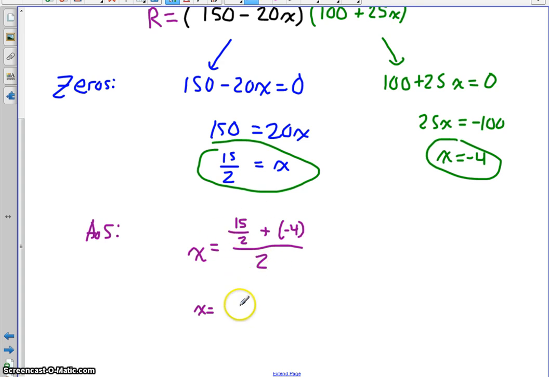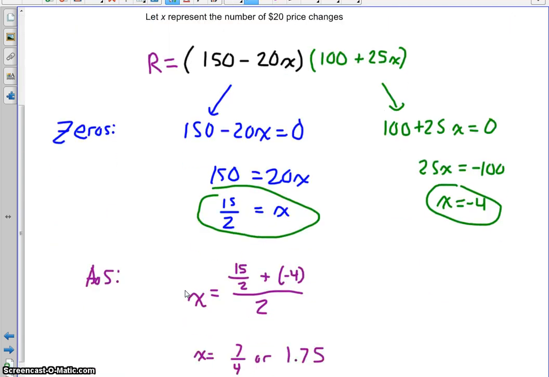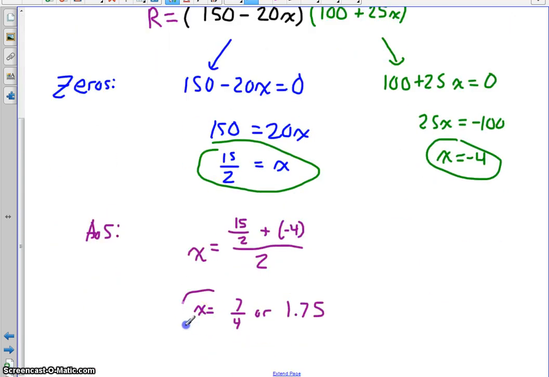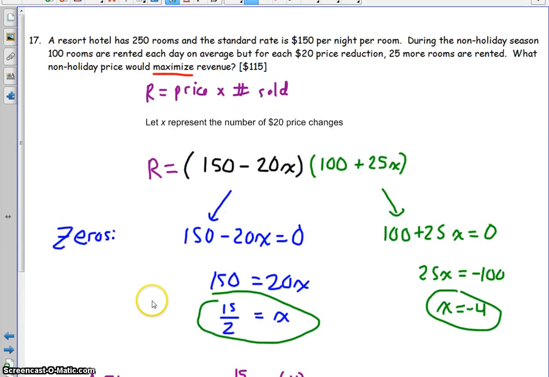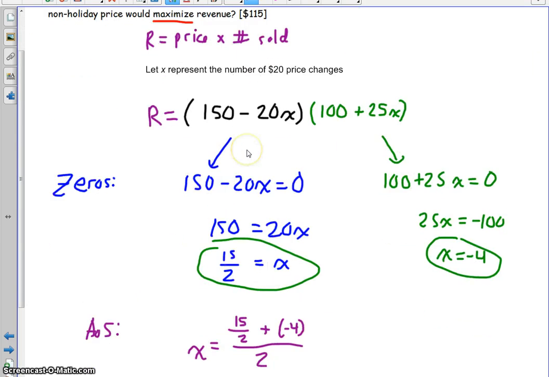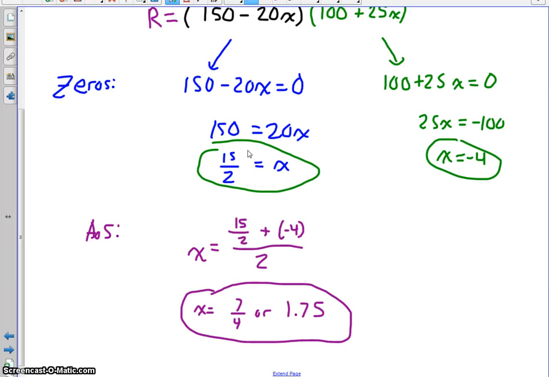I'm going to leave you to work through the math here, but you should get an axis of symmetry of 7 over 4, or if you want to convert that to decimals, 1.75. What that tells me, again, is not that my price is going to be $1.75. That doesn't make any sense. But remember, x is actually the number of price changes. So we have 1.75 price changes to give us a maximum revenue.